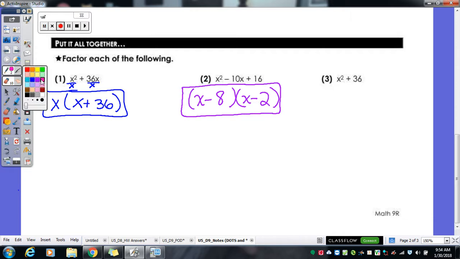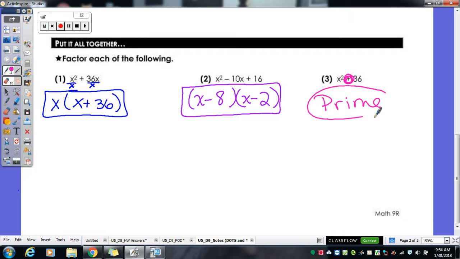And then our third one, do we have a GCF? Do we have a trinomial? Is it dots? No. Plus. Dots needs to be minus. That one's prime. They always throw that in there. That's why I keep trying to give them to you guys. It's got to be a subtraction sign in order to be dots.